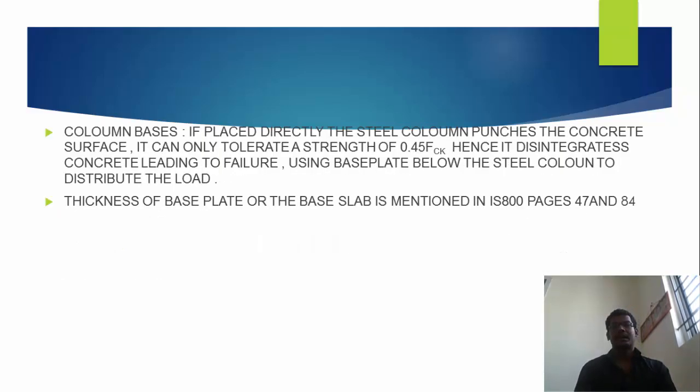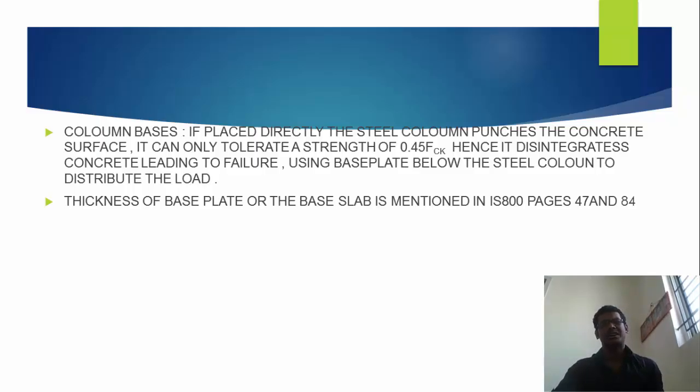The column bases, as explained earlier, are needed because if placed directly, the steel column punches the concrete. This can be shown using an example. Like if this is a loaded punch, it punches the concrete and disintegrates the whole section. But whereas if a base plate is kept over here like this, the column hits on the base plate and the total load is distributed throughout this base plate and then onto the concrete.